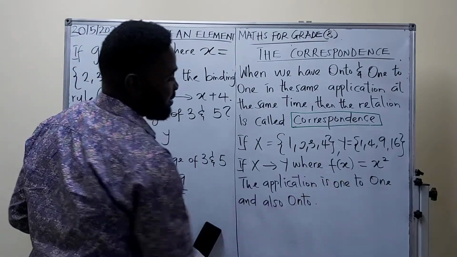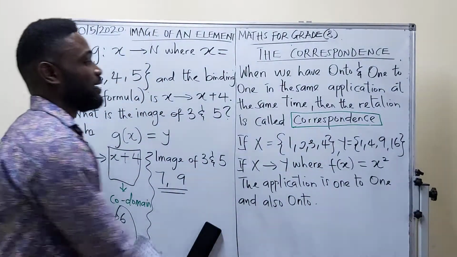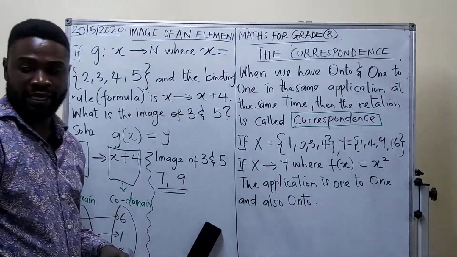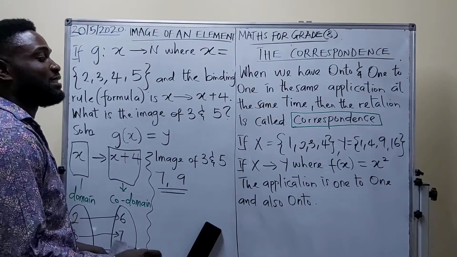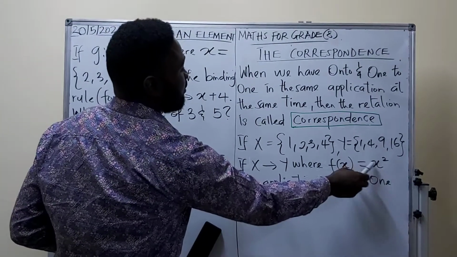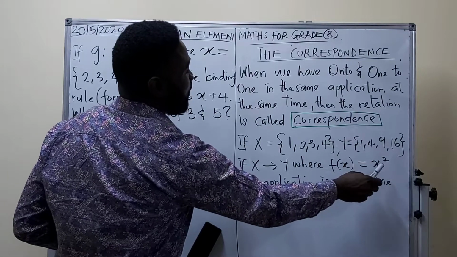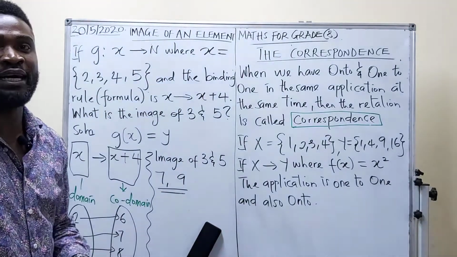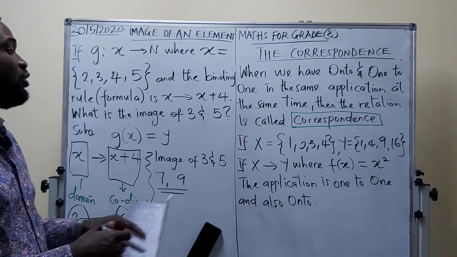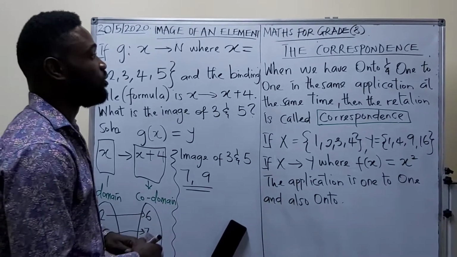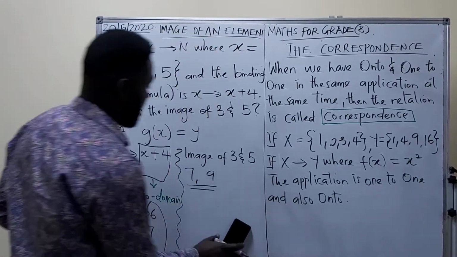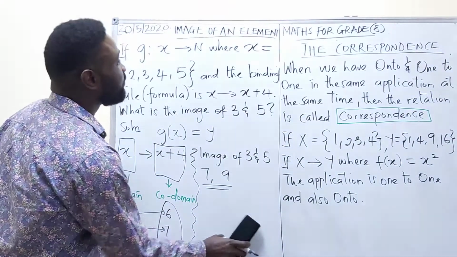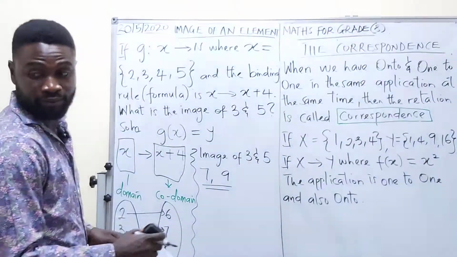where f of x, I told you when you have f of x, it means y equals x squared. The application is 1-to-1 and also onto. Okay? So it means in mathematics, when x is raised to power 2, or any variable given here is raised to power 2, the kind of application or connection we have between the domain and the codomain will be correspondence. Now, I want somebody to take a screenshot of this so that we can have a copy of it. Okay?